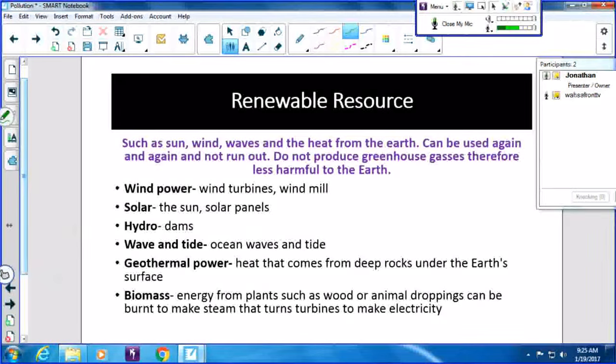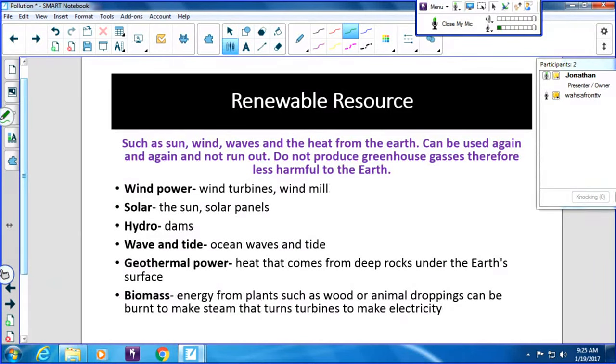Hydro, where we have dams. Waves and tides from the ocean, because the ocean is always there, and there are always waves and tides that move in and out. Thermal power, which is heat that comes from deep rocks underneath the Earth's surface. And biomass, which is energy from plants such as wood and animal droppings that can be burnt to make steam, to turn turbines, to make electricity. All these examples are ways that we can produce energy, hydro, electricity, and power that are less harmful to our planet and our environment.